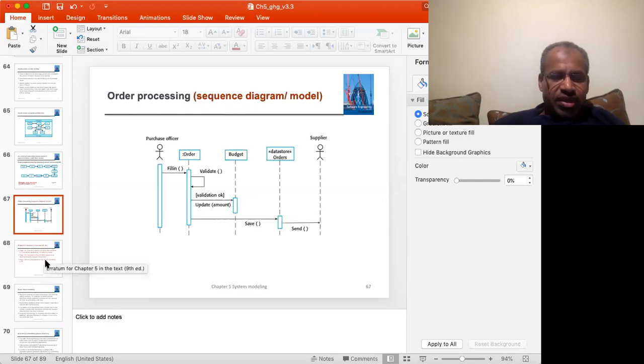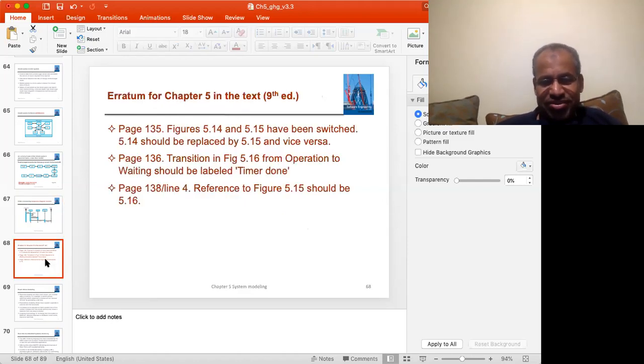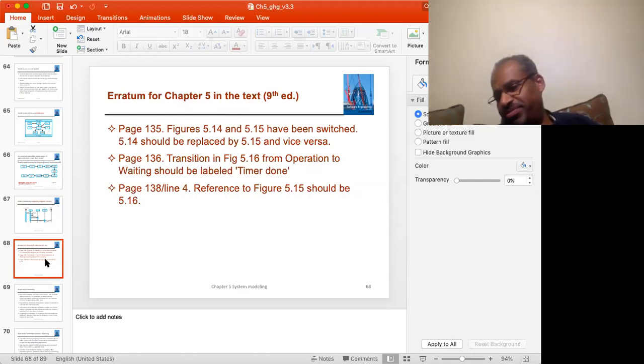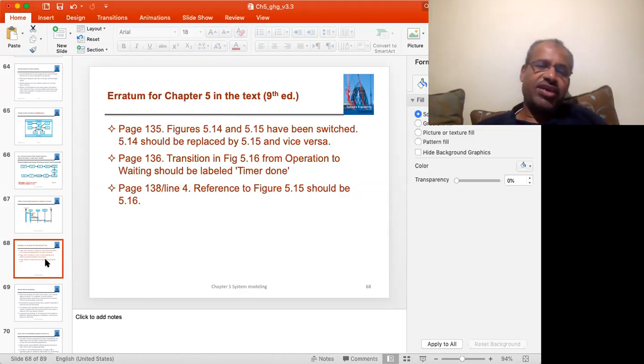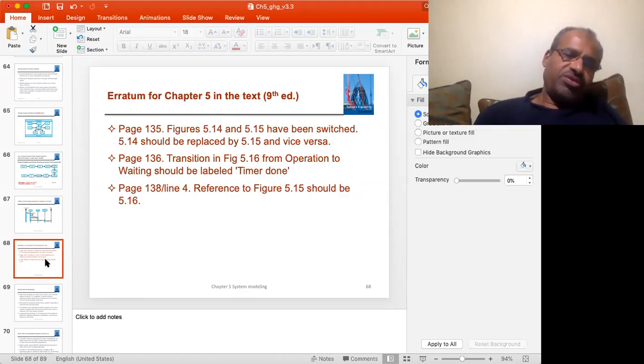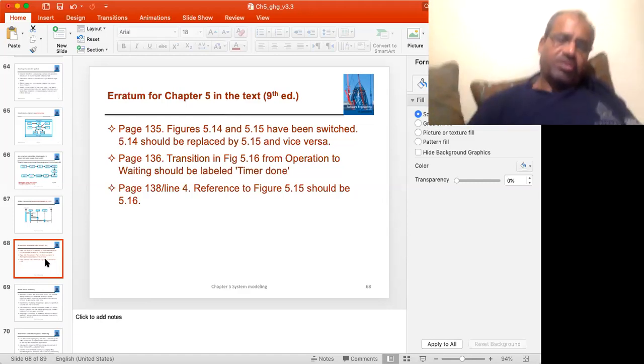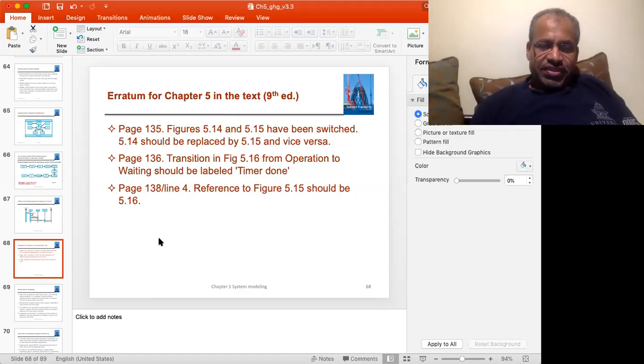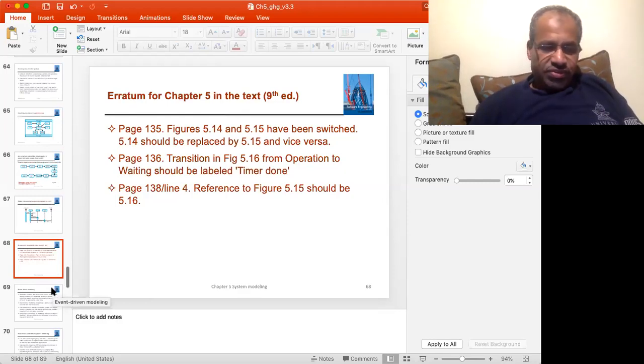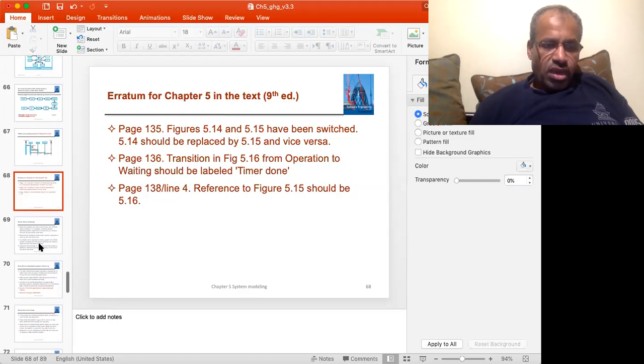There's an error in the 9th edition of this book. If you've been using it, it's just as good as the 10th, but there are some minor errors that I corrected here. If you still use that edition, that's okay, but make sure you fix these issues in your book by changing some of the diagram numbers. Okay.